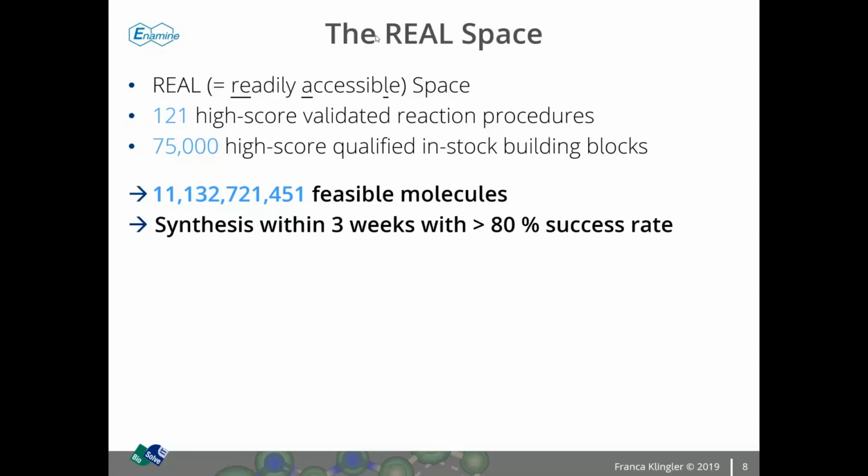So the REAL space is constructed from reaction protocols and building blocks from Enamine. REAL is an acronym for readily accessible, so hopefully very reliably synthesizable. And those 120 reactions plus 75,000 high-score qualified building blocks create a space of about 11 billion feasible molecules. And these are such on-demand compounds as you already described before. They're synthesizable within 3 weeks and with a success rate of over 80%.